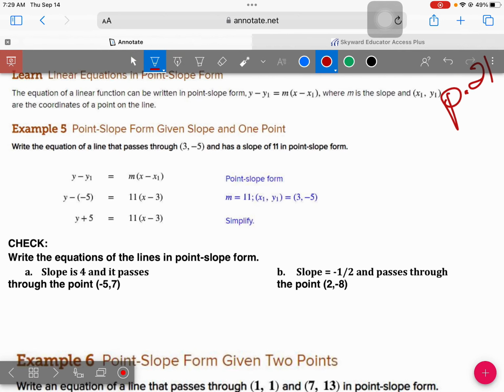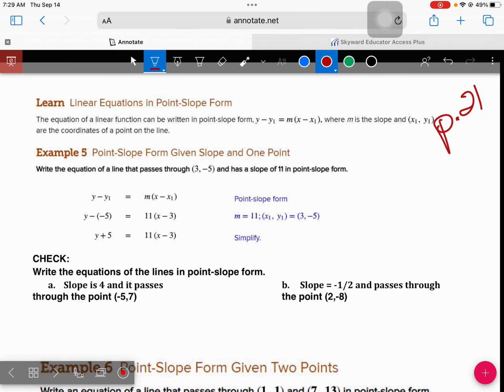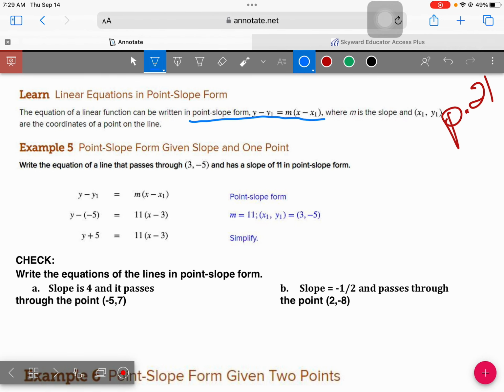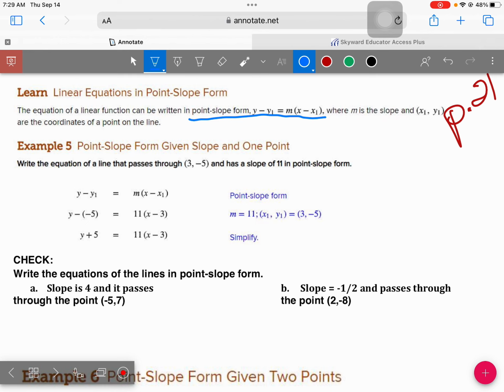So it says the equation of a linear function can be written in point-slope form, which is y minus y sub 1 equals m, which is our slope, times x minus x sub 1, where m is the slope and x sub 1, y sub 1 are the coordinates of a point on the line.